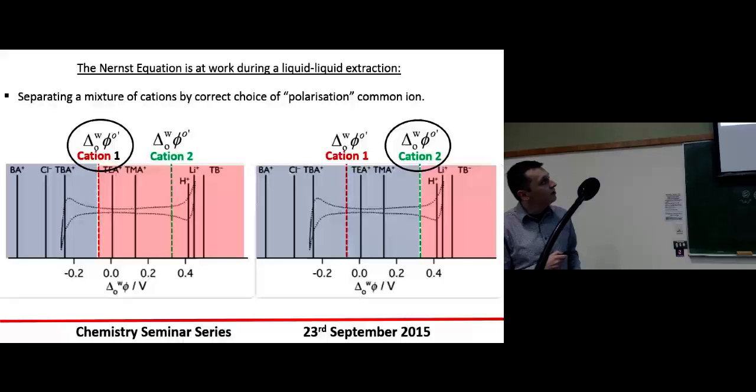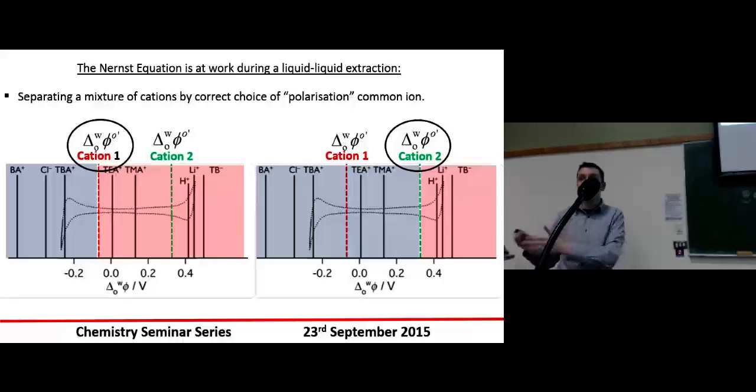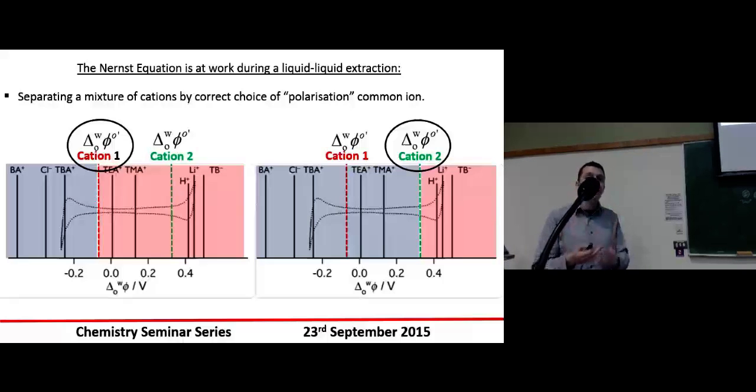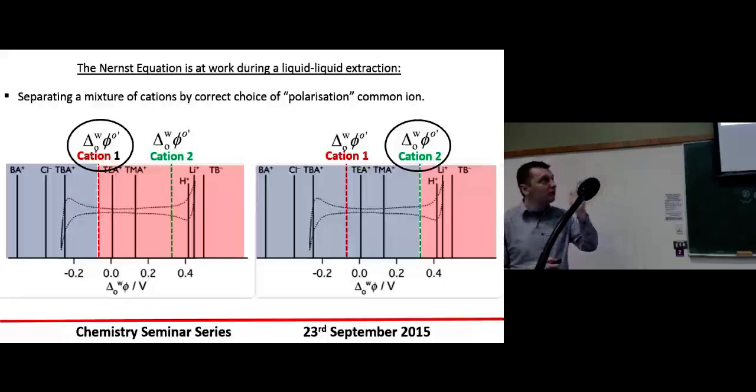So if you look here between the green and the red lines, you have a region where cation 1 is in the oil phase, but cation 2 is in the aqueous phase. And if I polarize my interface using this common ion, a very simple molecule, tetramethylammonium cation, so if I have tetramethylammonium chloride in the aqueous phase and tetramethylammonium perchlorate in the oil phase, I'll polarize my interface here, and I will keep cation 1 in the oil phase and cation 2 in the aqueous phase. So I've managed to separate two cations just by knowing the amount of energy it takes to push them from water into oil, and then polarizing the interface using the right common ion.